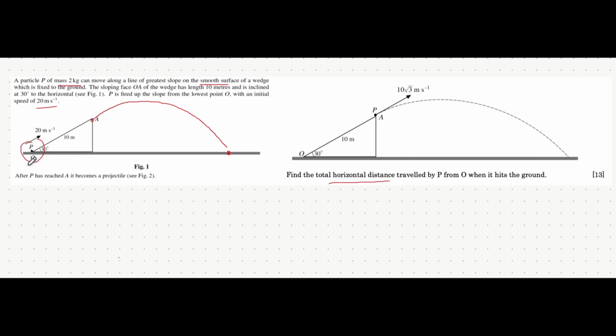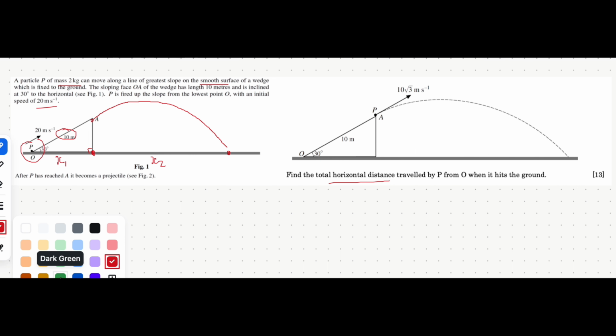Let's split this up into two parts. We first want to find the horizontal distance traveled from point P to point A. Let's call that x1. And then we also want to find the horizontal distance traveled from point A back to the ground. Let's call that x2. x1 can be found using SOHCAHTOA because we have this length here. We know that this is a right angle triangle, and so we can use the relevant part of SOHCAHTOA to find that length x1. So let's do that first in a different color.